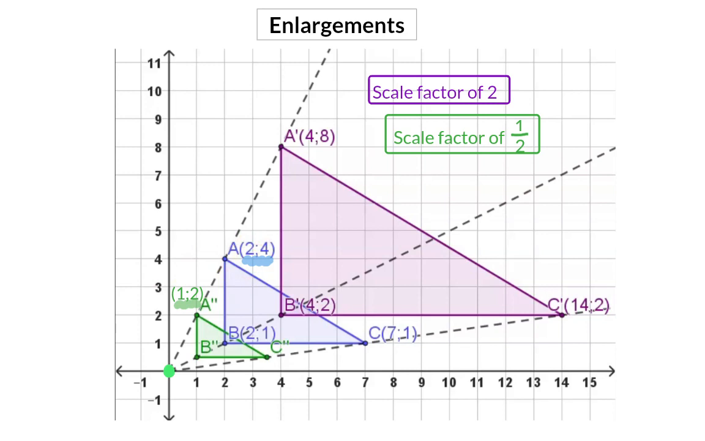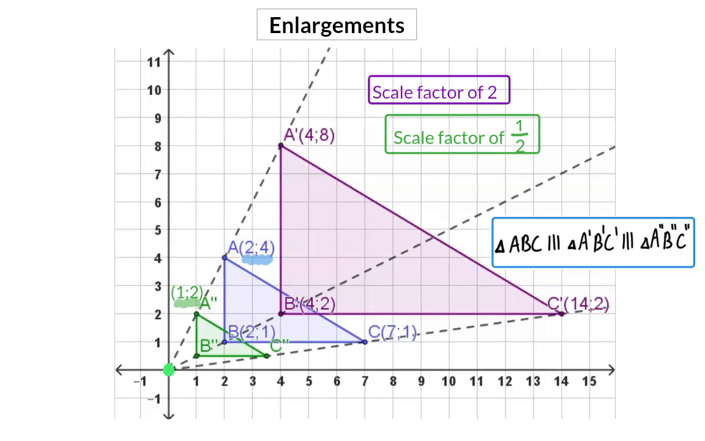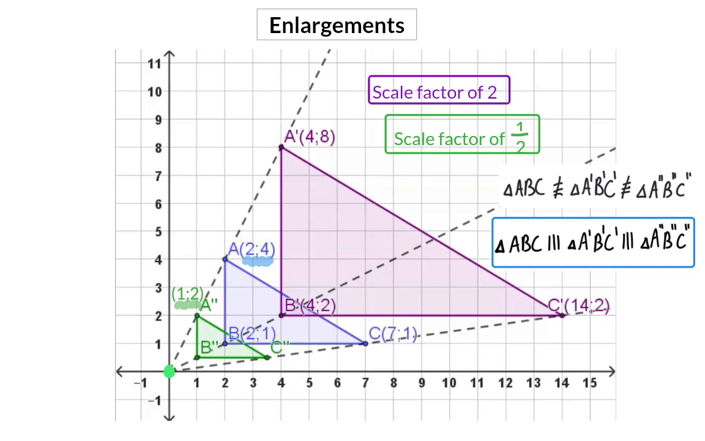Here, for the first time, we can see that even though the original figure and its image have the same shape, they do not have the same size anymore. These three triangles are similar but not congruent because the one is an enlargement or reduction of the other.